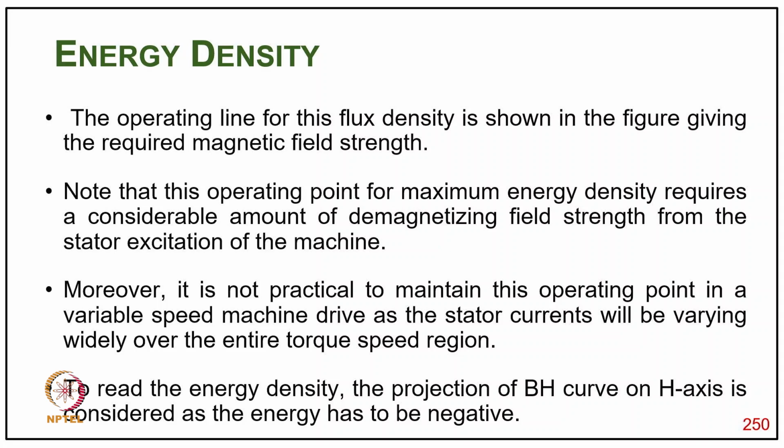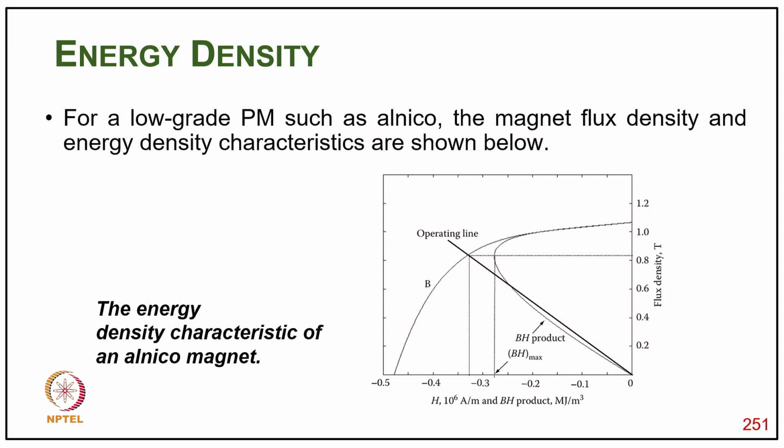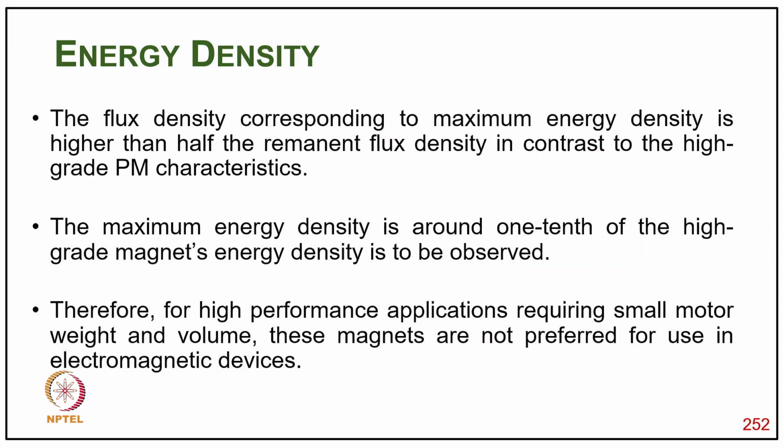To read the energy density, the projection of the BH curve on the H axis is constructed, as the energy is taken to be negative. For low grade PMs such as Alnico, the magnetic flux density and energy density characteristics are shown here. Typically the magnetic energy density is higher than half of the remnant flux density, in contrast to the higher grade permanent magnet characteristic. The maximum energy density is around 1/10 of the high grade magnet energy density.